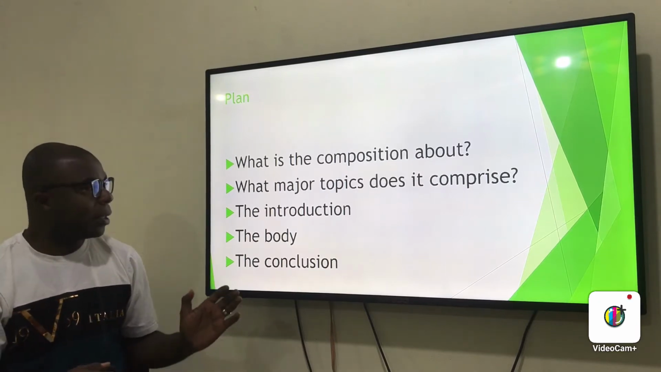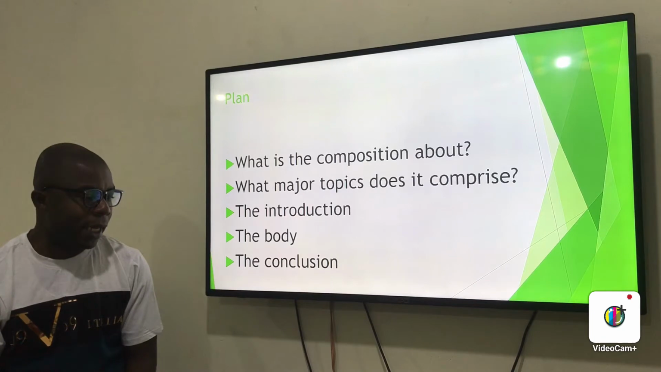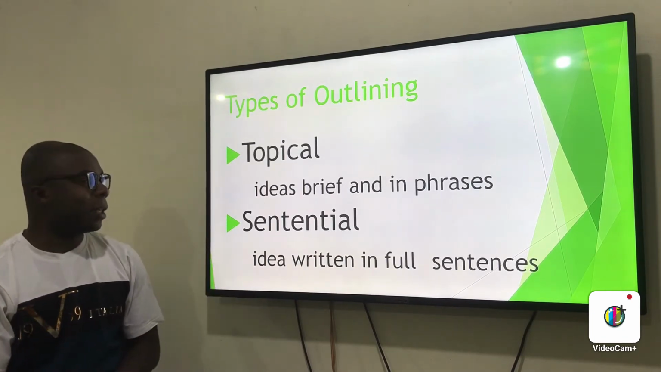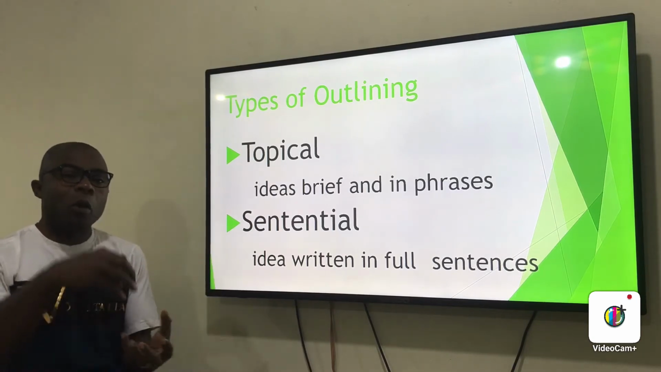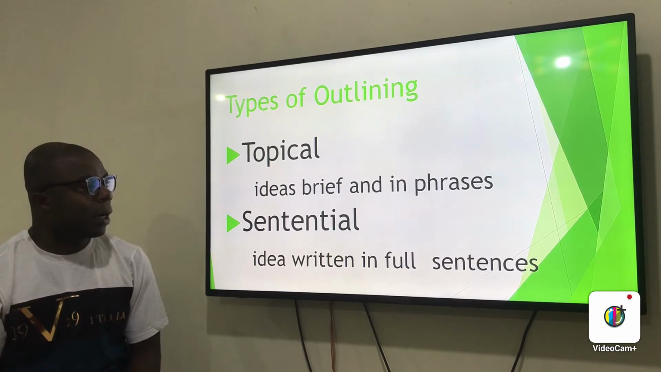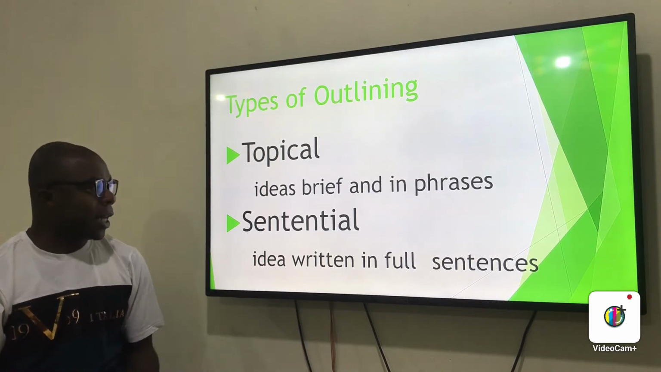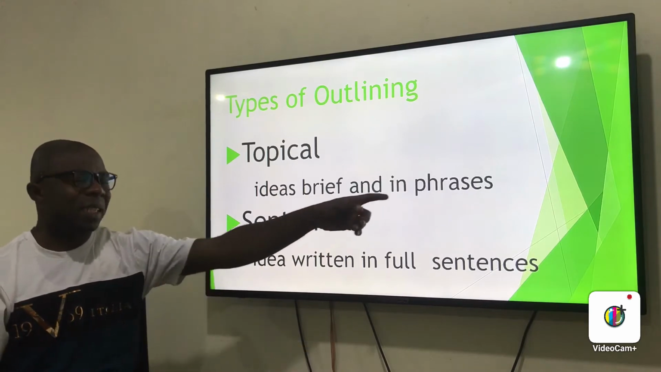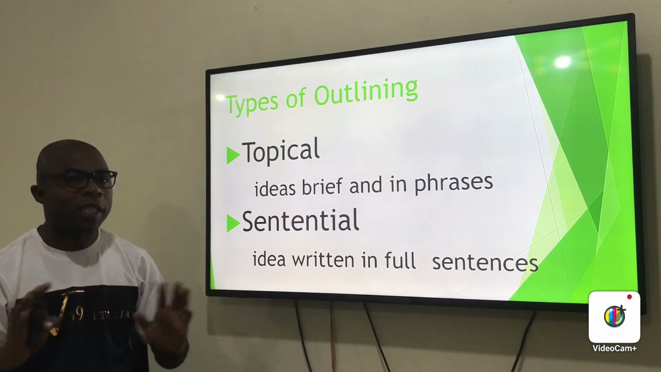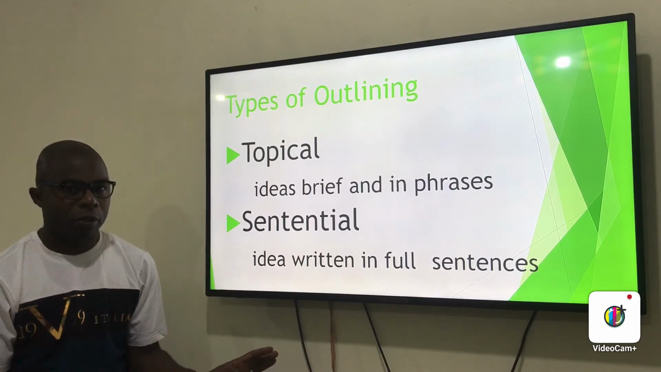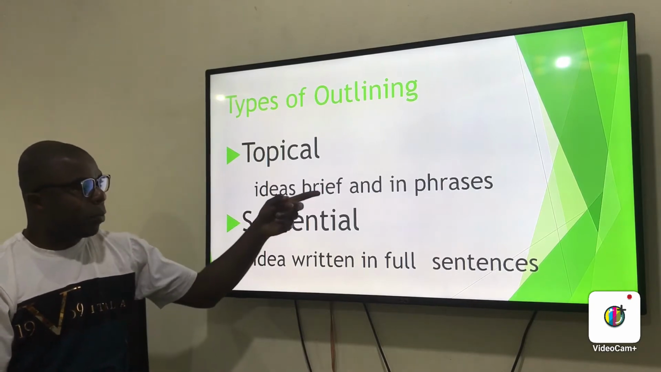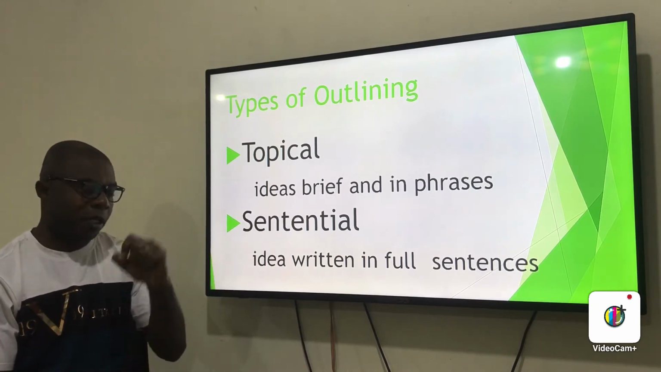Now we have two main types of outline. We have the topical outline, and it is called topical because it deals only with the topics or the ideas that a composition comprises, and it's usually brief and put just in phrases or sometimes in clauses, not full-blown sentences. So the topical outline has ideas put in brief and in phrases, topics.